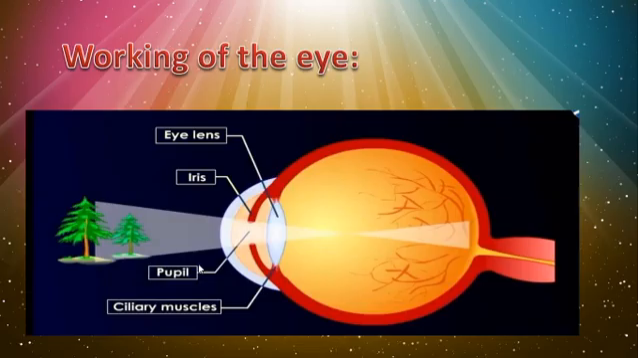Then next, the working of the eye. The transparent layer, the cornea, bends the light rays through the pupil located at the center part of the iris. You see, the cornea bends the light rays through the pupil located at the center part of the iris. The adjusted light passes through the eye lens. The eye lens is convex in nature.